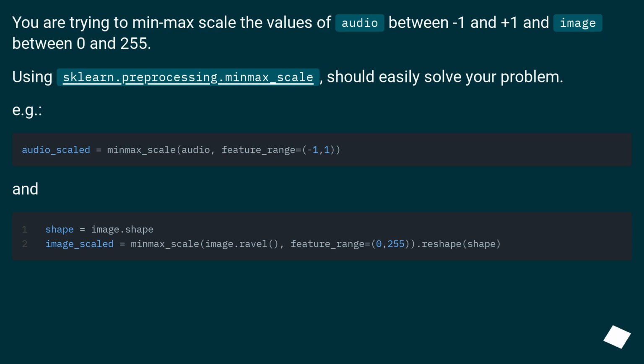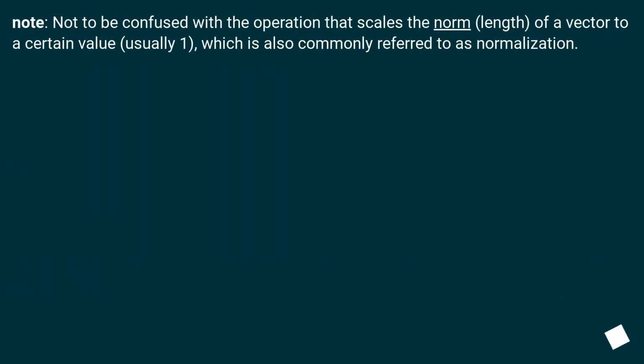You are trying to min-max scale the values of audio between -1 and +1 and image between 0 and 255. Using sklearn.preprocessing.minmax_scale should easily solve your problem. For example, and note, not to be confused with the operation that scales the norm, length, of a vector to a certain value, usually 1, which is also commonly referred to as normalization.